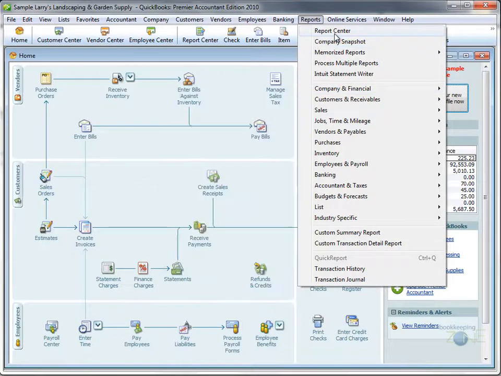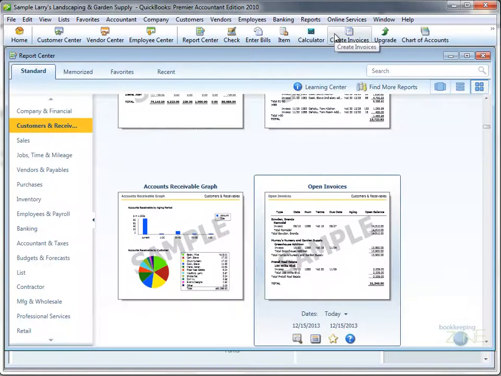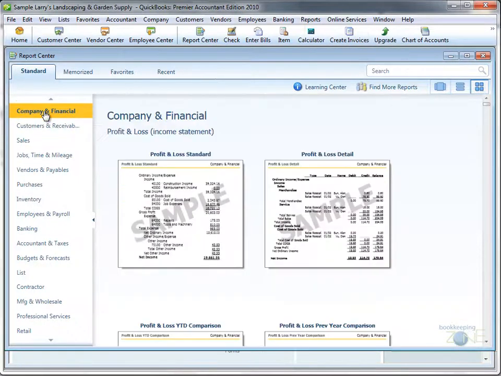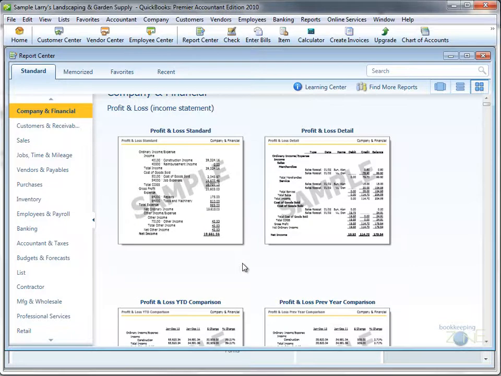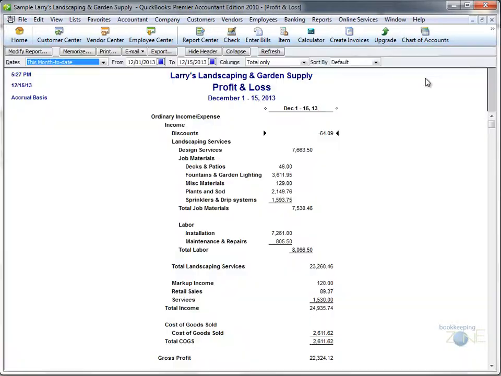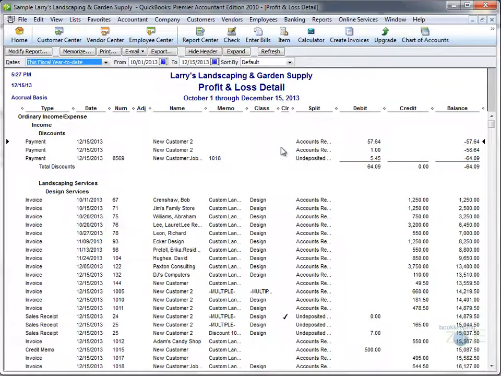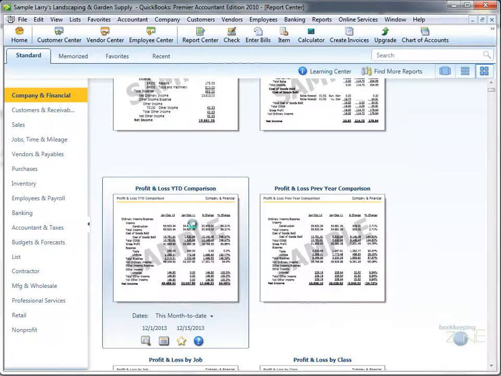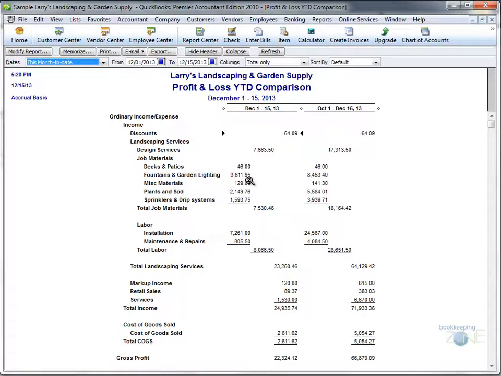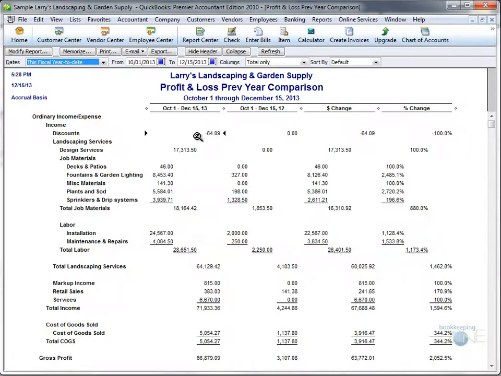You can get to the same reports through the Report Center and scroll to Company and Financial. Choosing this way to review reports may be easier for you, at least in the beginning, because you will see a thumbnail of how each report looks. For example, the Profit and Loss Standard is a summary report of all your income and expense accounts, while your Profit and Loss Detail will give you a more detailed view of this report and include all individual transactions as well. You can also run a Profit and Loss year-to-date comparison, as well as a Profit and Loss previous year comparison, so you see 2 years side by side.